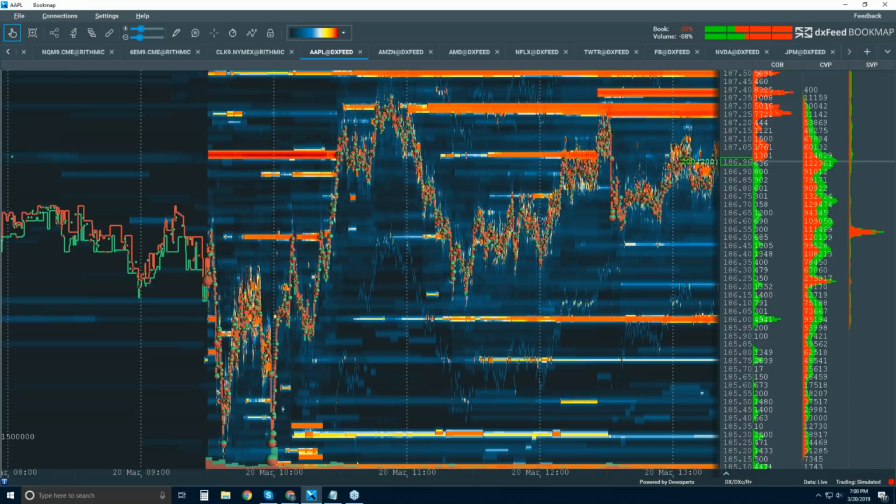Is this like reading the tape, Pedro? It's like reading the tape and a lot more, okay? Because now you have liquidity. Tape is usually just the transactions, not being able to read the liquidity, okay? And we can read the liquidity now.